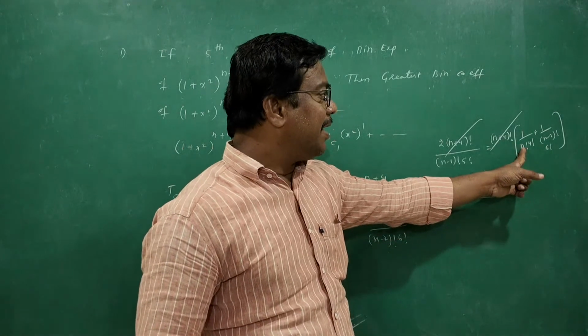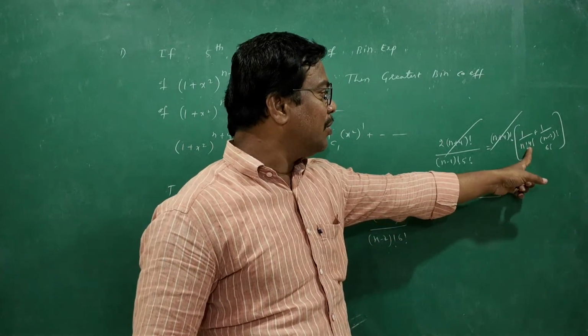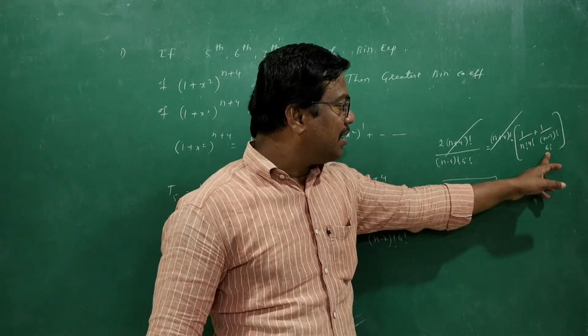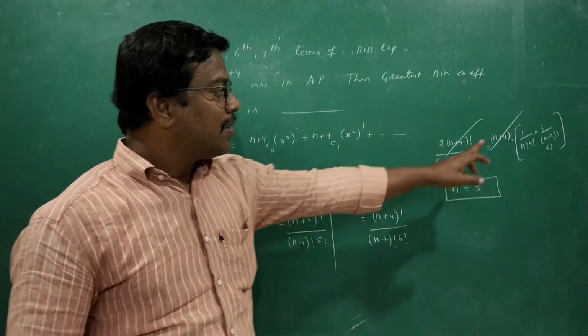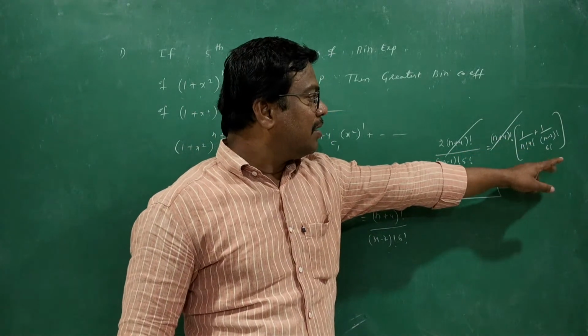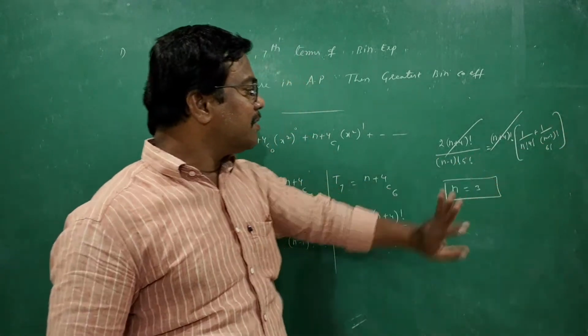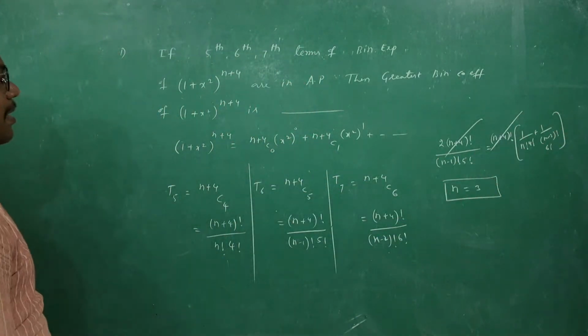N factorial you have to write as n into (n minus 1) factorial. On both sides (n minus 1) factorial gets cancelled. 6 factorial you can write as 6 into 5 factorial. On simplification 5 factorial gets cancelled. Finally it gives the value of n as 3.